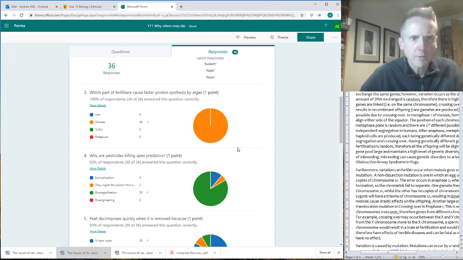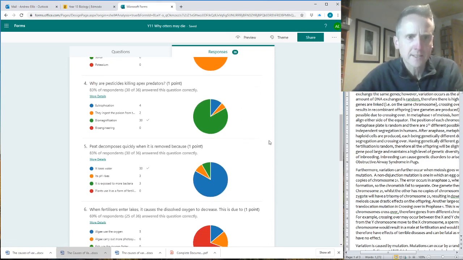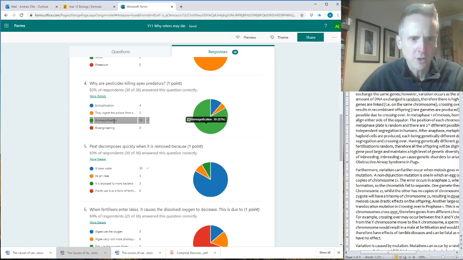Question 3: which part of fertilizers cause faster protein? Everyone got it right, but nitrates linked to protein synthesis. Number 4: why are pesticides killing apex predators? Again, I don't know what you got wrong because it was set up that way, but it is biomagnification.